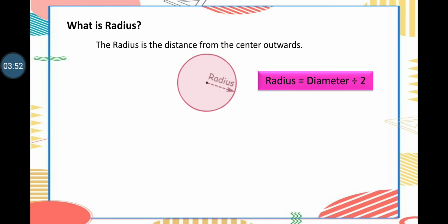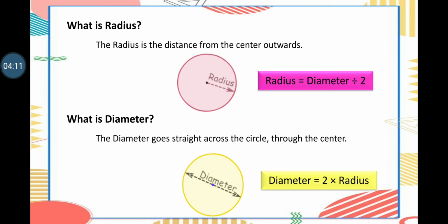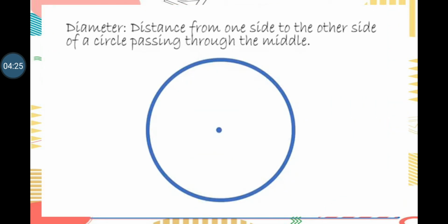Dear students, now you are thinking about diameter. So let me tell you about the diameter. The diameter goes straight across the circle through the center, as you can see in the picture, and we can calculate the diameter by multiplying the radius by 2. I hope, my dear students, now the radius and diameter are clear to you. Now let's watch some examples.